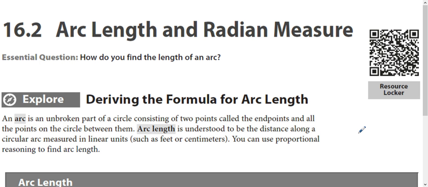We're going to look at arc length and a quick introduction to radian measure. So in arc length, we learned about arcs and measuring them with angles earlier in this unit. You know that an arc is just a portion of a circle. The measure of it in terms of an angle is the same as the central angle, but we want to find the actual length of it.